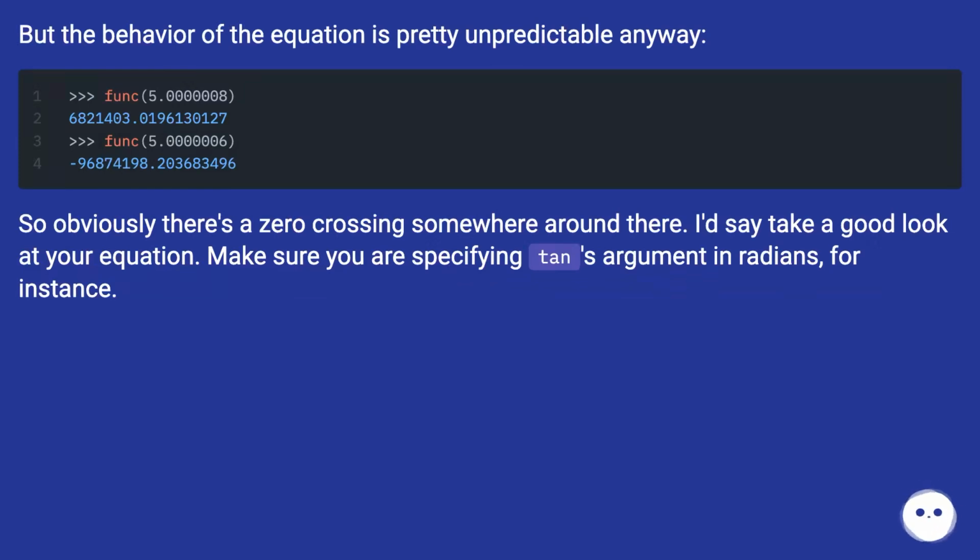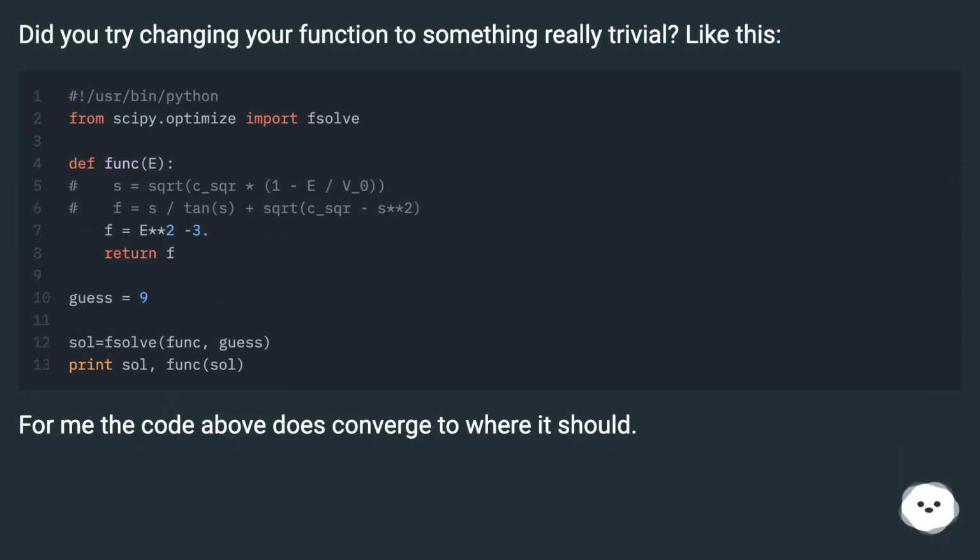So obviously there's a zero crossing somewhere around there. I'd say take a good look at your equation. Make sure you are specifying tan's argument in radians, for instance. Did you try changing your function to something really trivial? Like this. For me, the code above does converge to where it should.